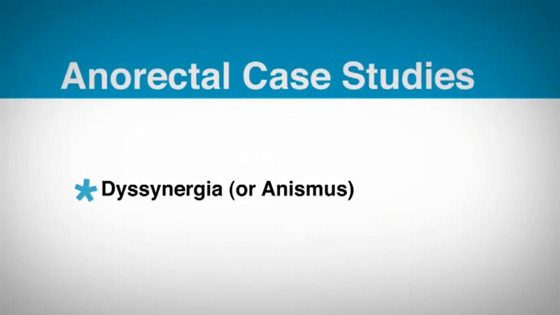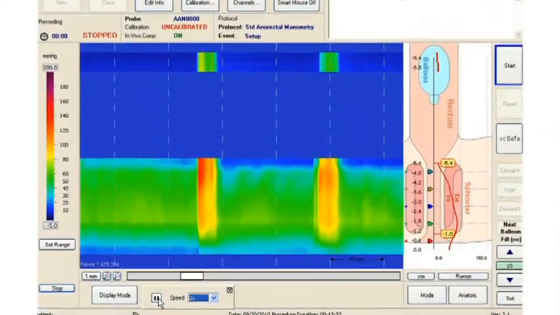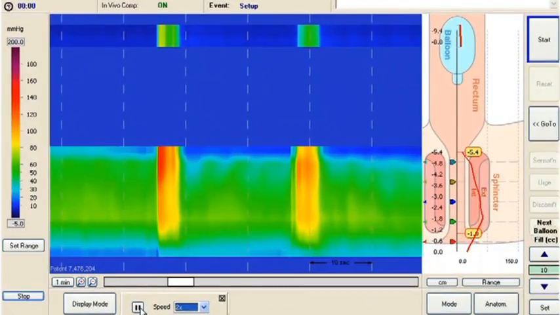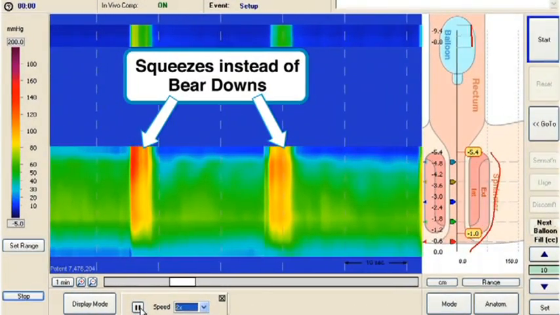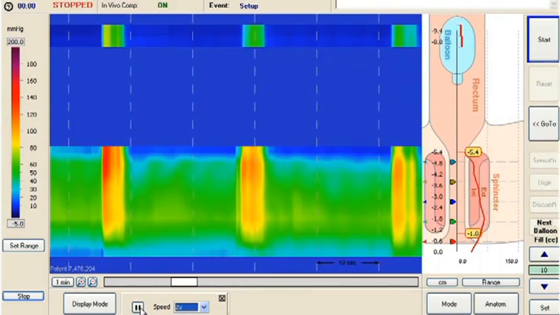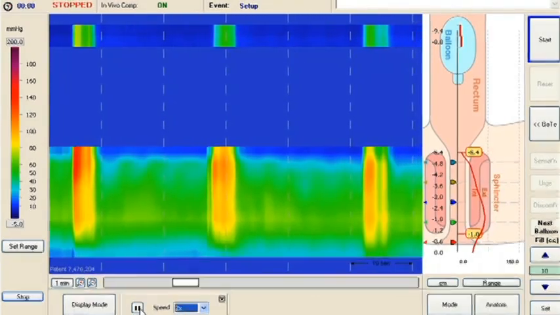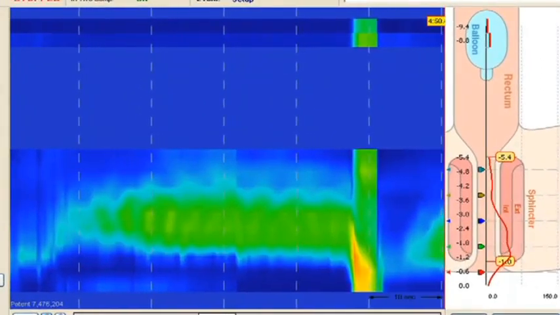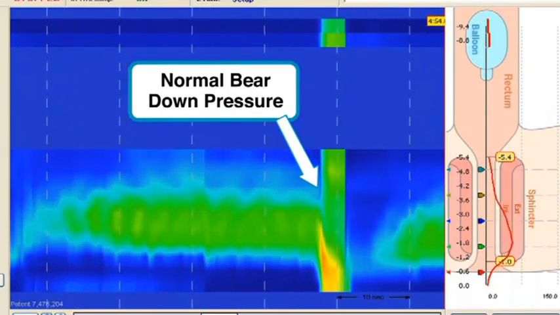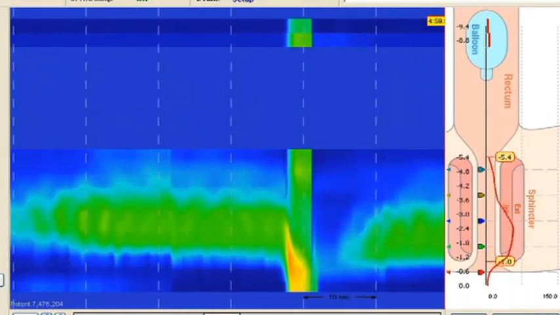Dysinergia, or anismus. In this case, when the patient is instructed to bear down, they squeeze instead. Additionally, rectal pressure is very high during these maneuvers. The difference is easily visualized when compared to a normal subject with appropriate bear down pressures.